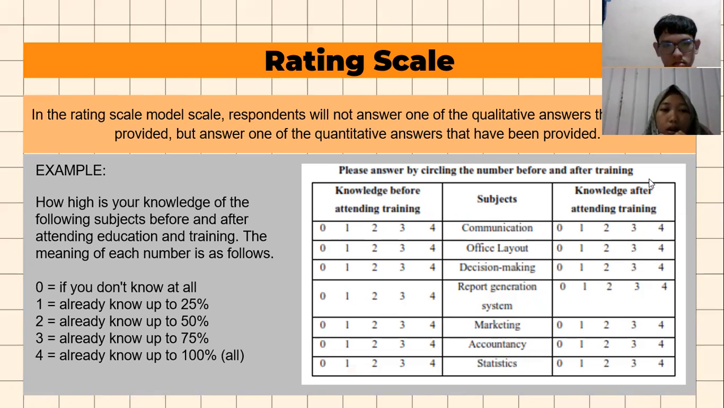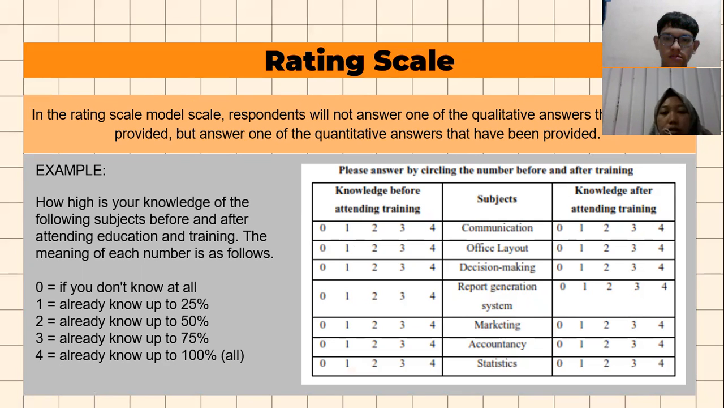For example, how high is your knowledge of the following subjects before and after attending education and training? The meaning of each number is as follows. 0 if you don't know at all. 1 is already know up to 25%. 2 already know up to 50%. 3 already know up to 75%. And 4 already know up to 100% or all. And then, please answer by circling the number before and after training.